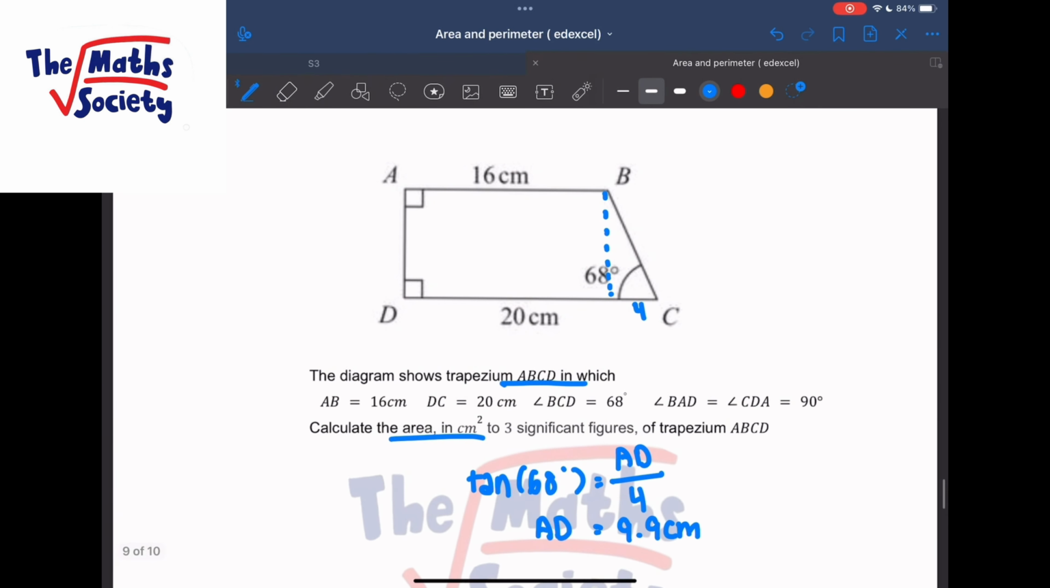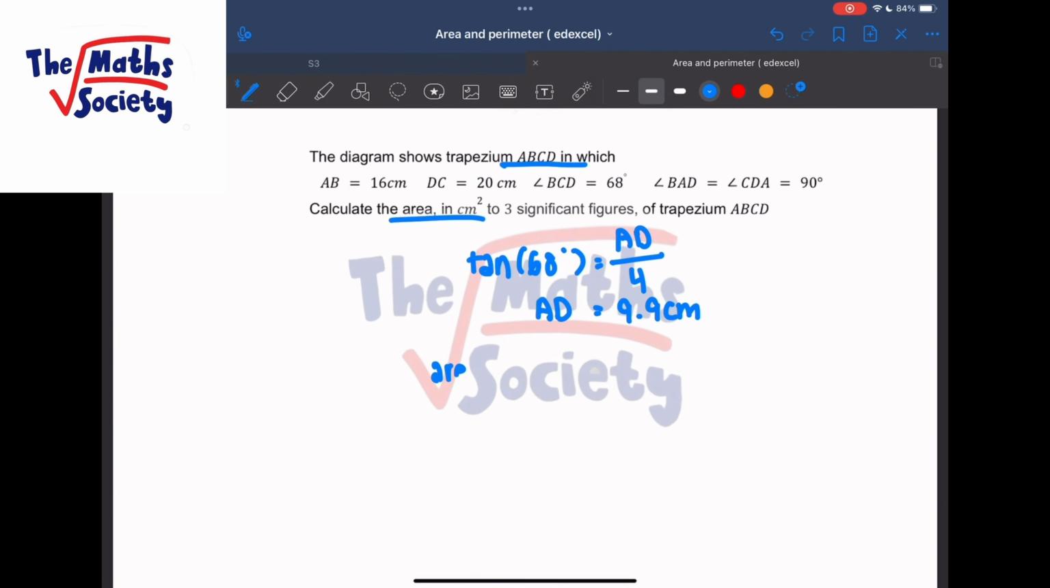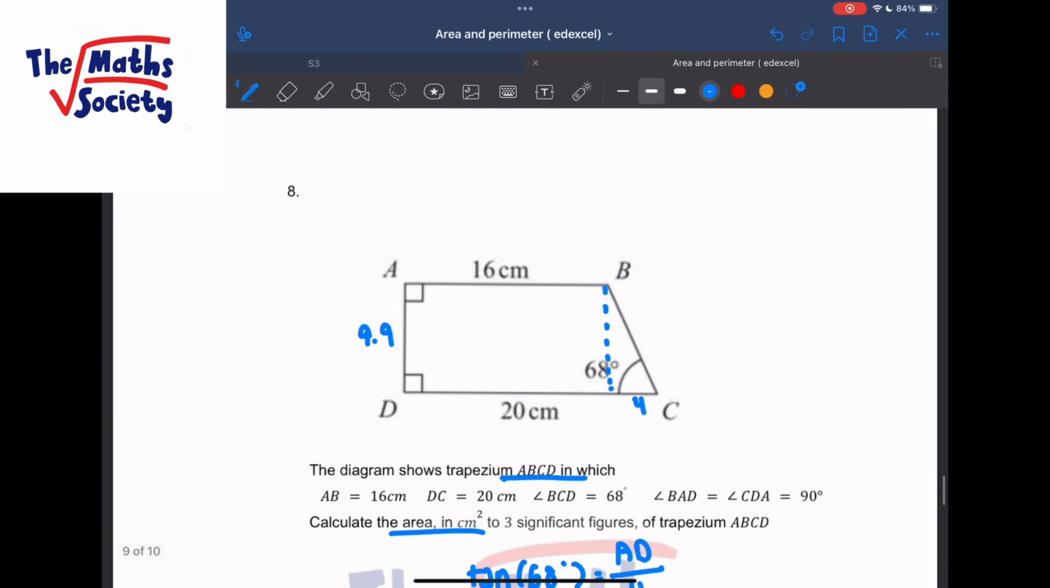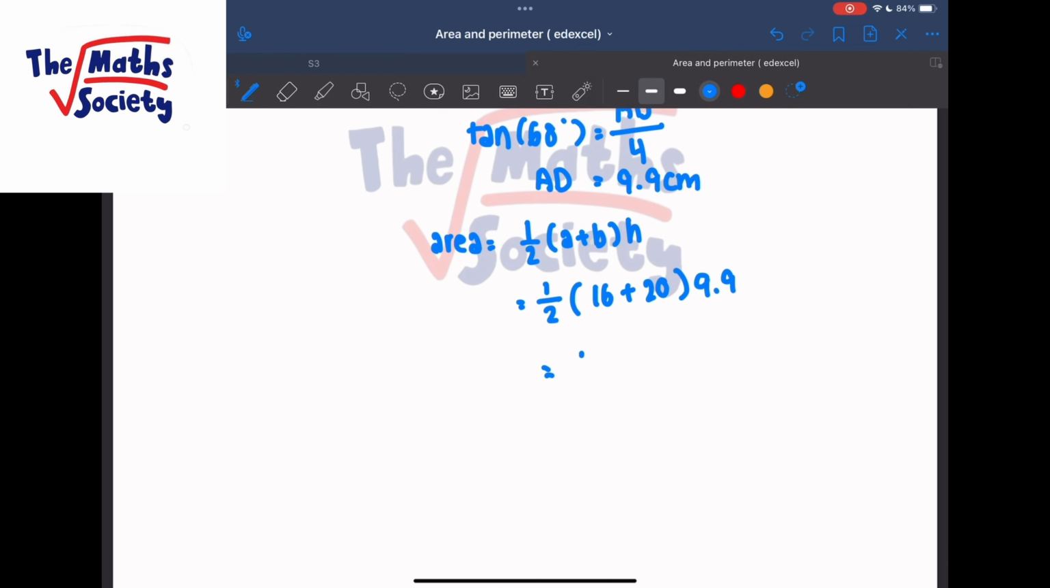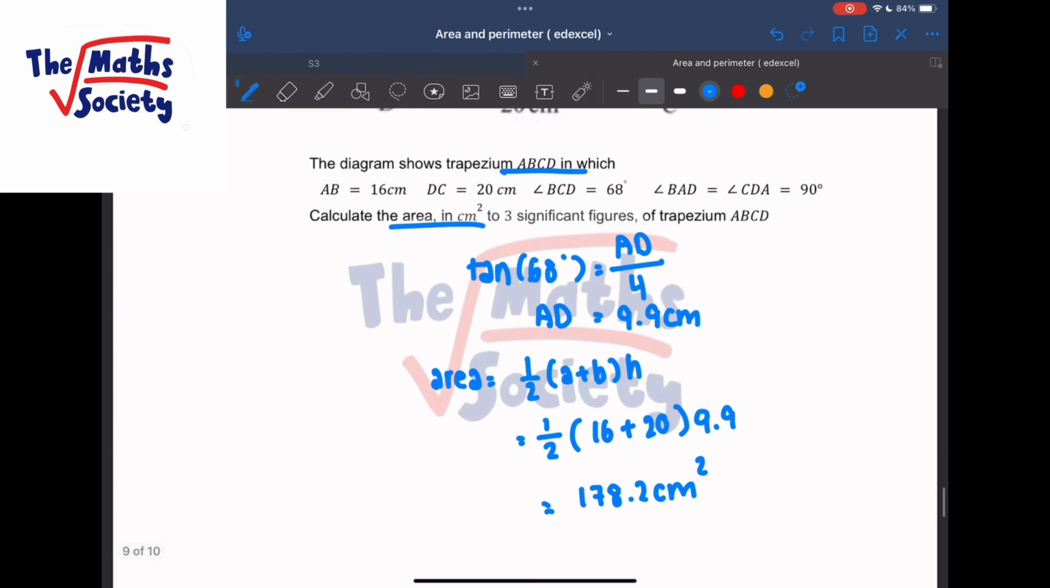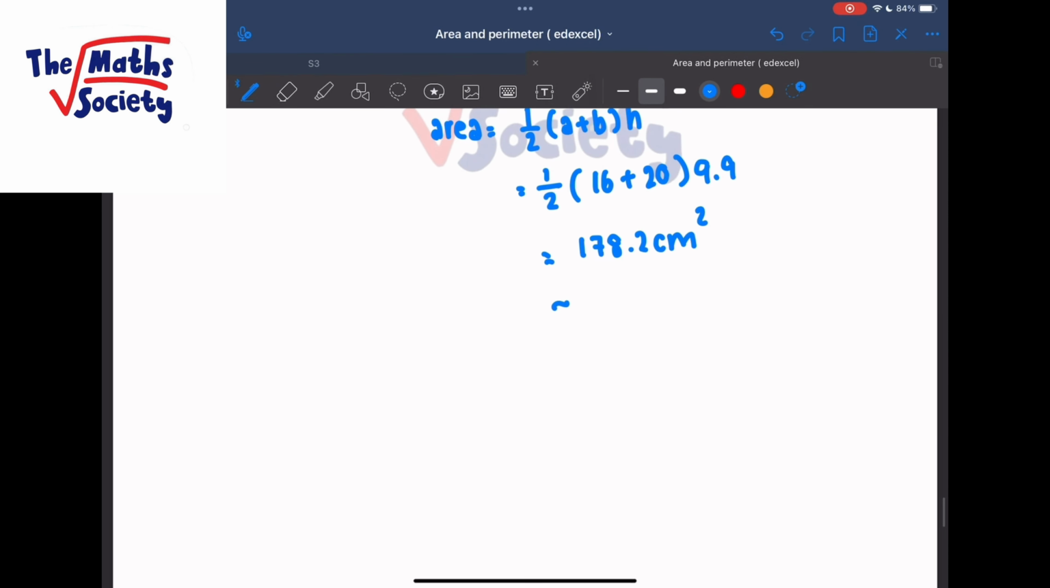So we just need to find area, which is half (A plus B) H. So that's half, A would be 16 and B 20, H is 9.9. So that will give you an answer of 178.2 cm squared. But then I think they also give you 3 significant figures, so 178 cm squared, and that is your area.